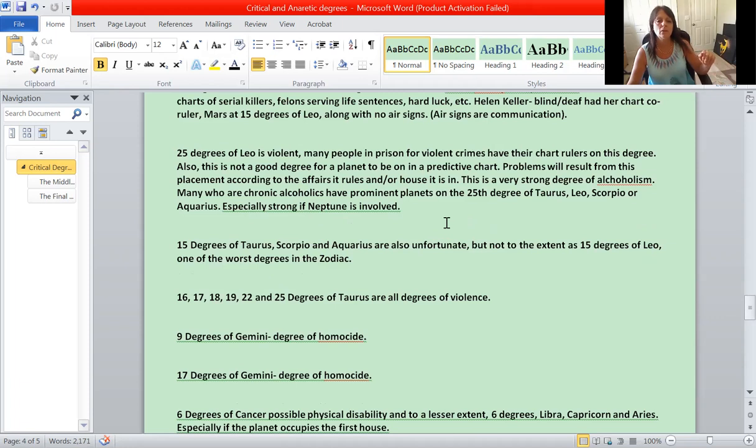This is a very strong degree of alcoholism. Many who are chronic alcoholics have prominent planets at 25th degree of Taurus, Leo, Scorpio, or Aquarius. Especially strong if Neptune is involved. So say they have their Sun at 25 degrees Scorpio square Neptune, or semi-square or inconjunct or something. There's also opposition, so that might make it interesting. And then depending on, well, if there are others involved too. Okay.